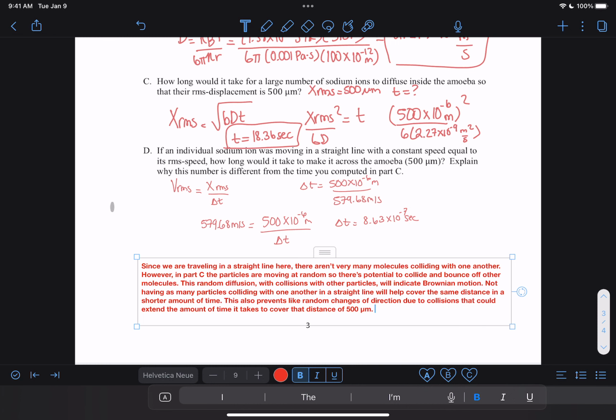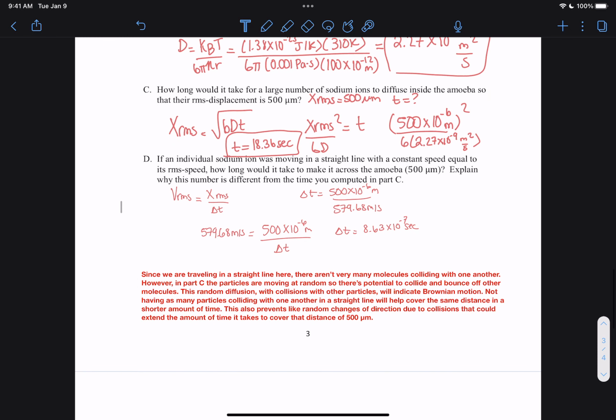But yeah, that's pretty much it. Imagine if everyone was moving in a single file line, right? It's very organized. Nobody's bumping into each other. No one's going crazy. So it prevents those collisions. It prevents random motion, I guess random collisions, changes of direction. That's what I meant. Random changes of direction.